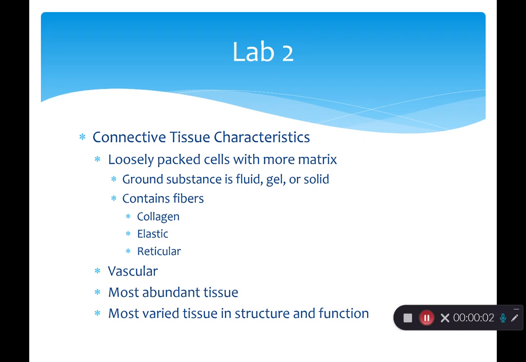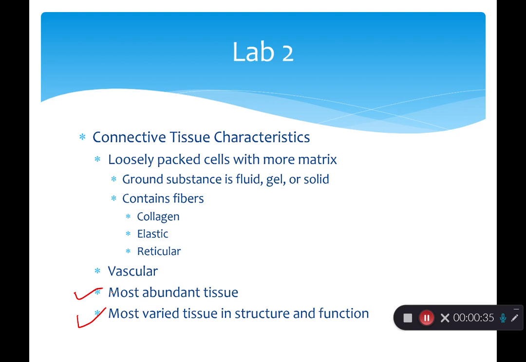The second type of tissue we're going to go through this week is connective tissue. Now, connective tissue is the most abundant tissue in the body. You might think muscle, but it's not, because connective tissues include bone, blood, cartilage, adipose, which is fat, the tissue that makes up ligaments and tendons. So all of those are connective tissues. So it's the most abundant and it's the most varied.